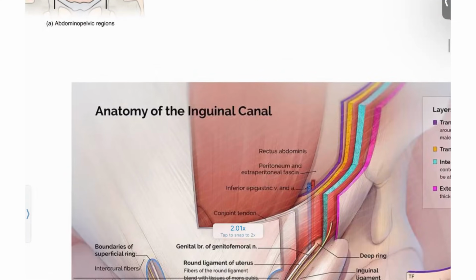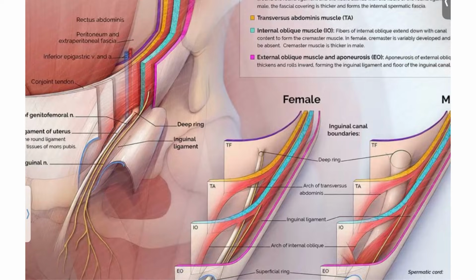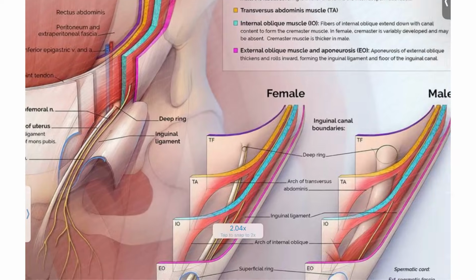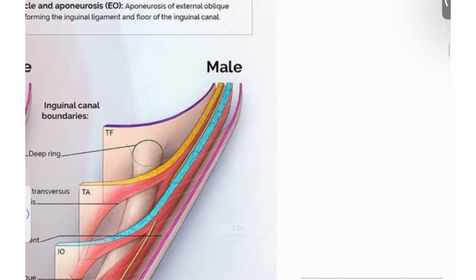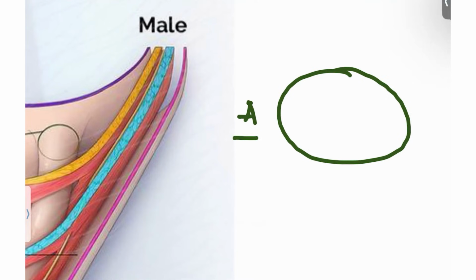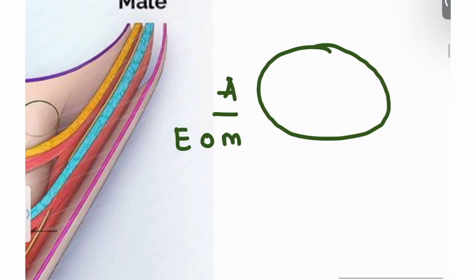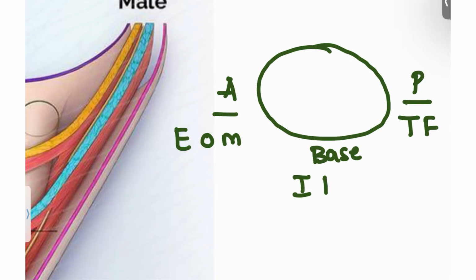Next, moving on to the inguinal canal. What is present in the inguinal canal? We all know that there are layers. For example, assume this is the inguinal canal. On the anterior side, there will be the external oblique muscle, and on the posterior side, you will have the transversalis fascia. Next, this is your base, and in the base, you will have the inguinal ligament.